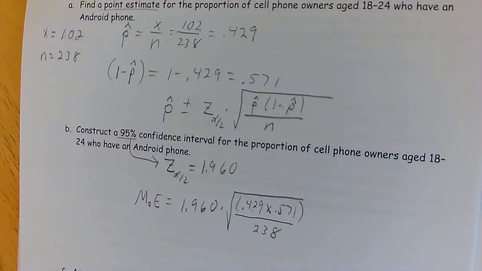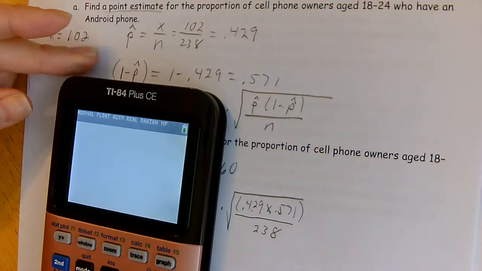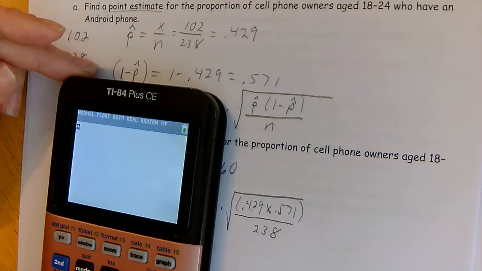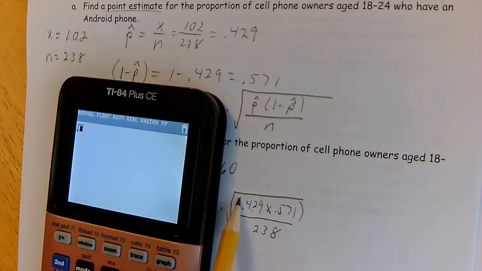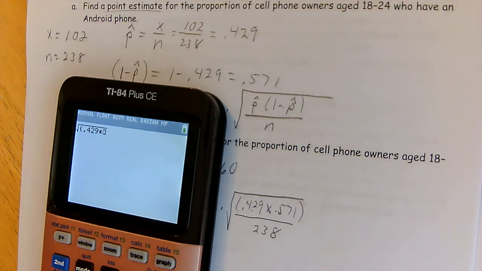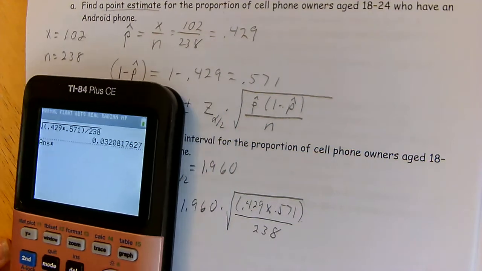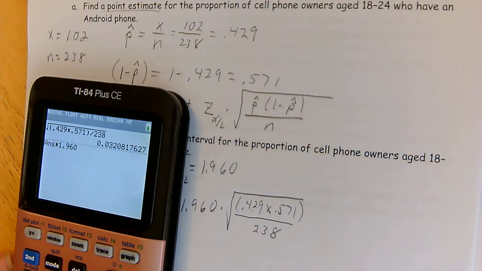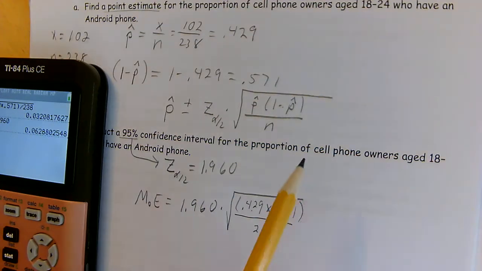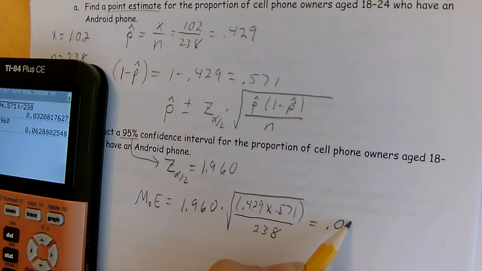Now again, I like to put this piece in the calculator first. Square root. I'm going to make sure my numerator is all included in parentheses. 0.429 times 0.571. Close the numerator. Divide by my denominator. Get out from under my square root. Times that by my critical value. So my margin of error is 0.063, rounded to 3 decimal places.